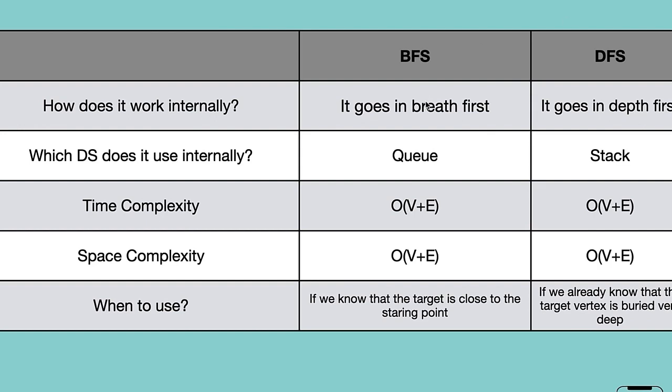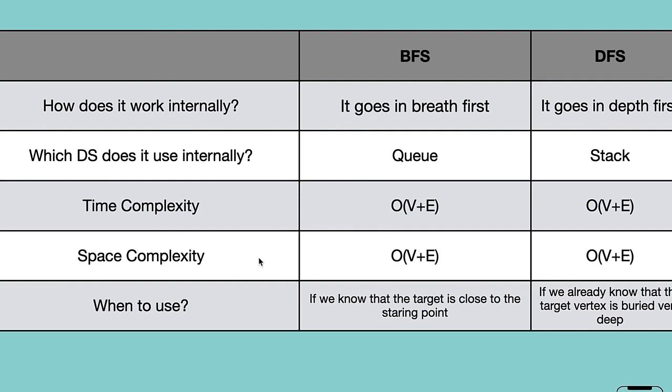Now we know that when we implement these algorithms, we are using other data structures. In case of BFS, we are using a queue, but in case of DFS, we are using a stack when we are creating these algorithms. Now the time complexity for both methods is O(V+E), because in this case we are visiting all vertices and edges of the graph. V is the number of vertices and E is the number of edges. So it is O(V+E) time complexity.